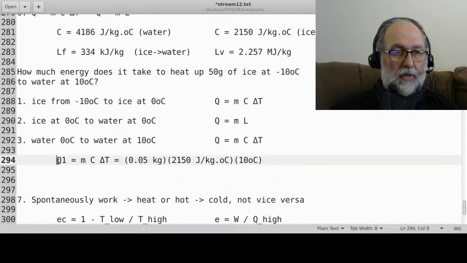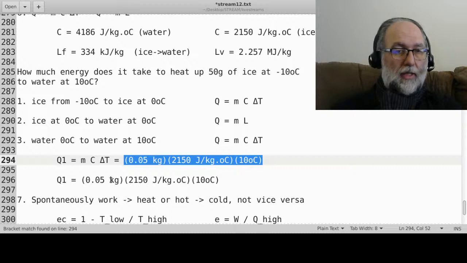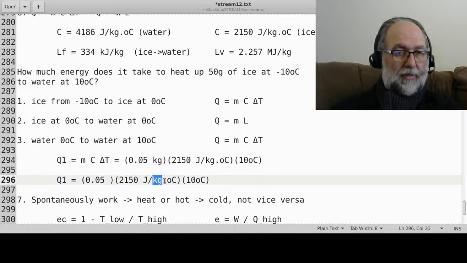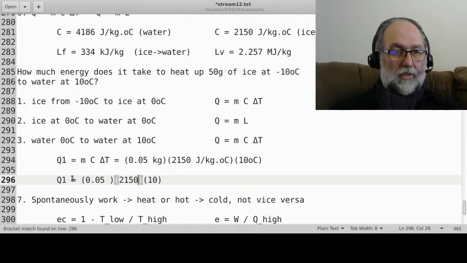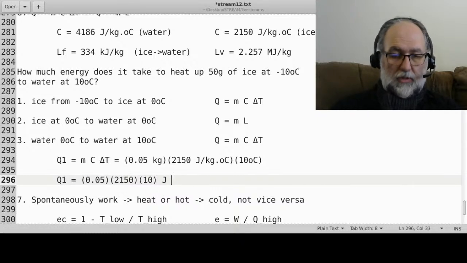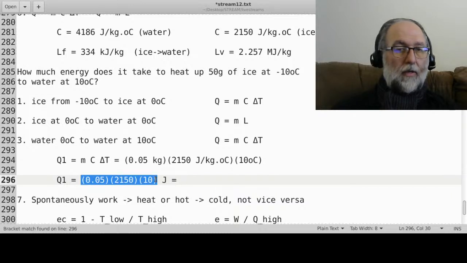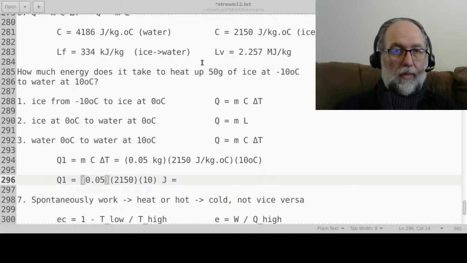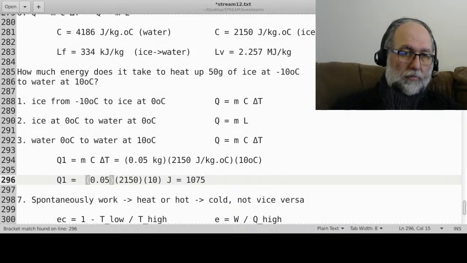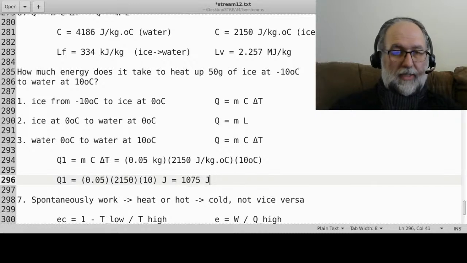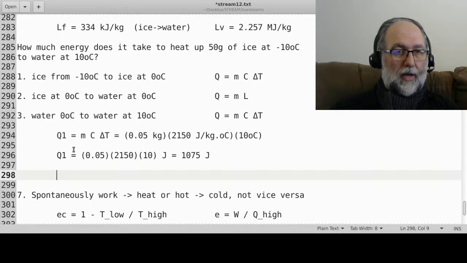All right, so what's that work out to? Q1 is going to equal, just rewrite this. Notice how the units go. The kilograms here will cancel the kilograms in the denominator there, okay? And the degrees Celsius in the denominator cancels degrees Celsius in the numerator, and your only remaining unit is going to be joules, okay? So it works out. So the answer will come out in joules, and that number is going to be 1,075 joules. Okay, great. That's number 1.